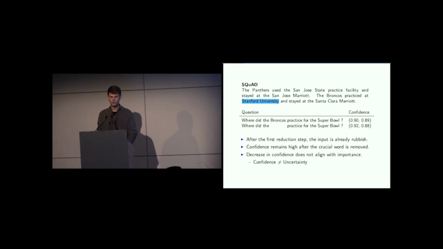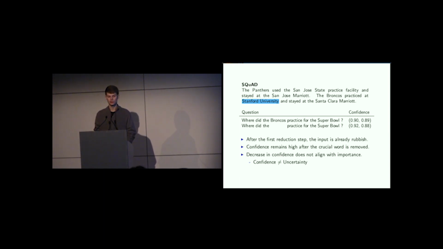The takeaway from this should be that the decrease in confidence, which is what these interpretation methods are relying on, does not align with the human perceived importance of the word. In other words, a model's confidence is not a good measure of its uncertainty. A model can be extremely confident, yet have high uncertainty in its answer. So this explains this kind of high confidence on these ridiculous, nonsensical inputs.